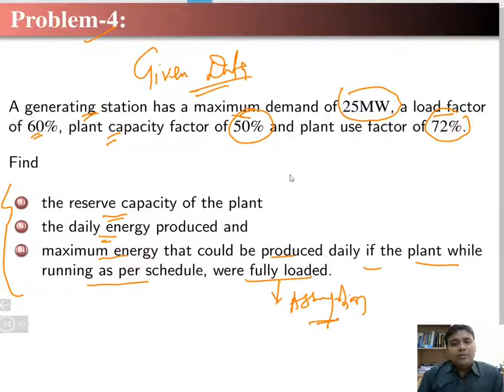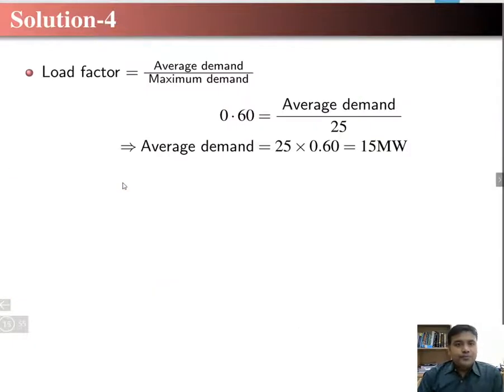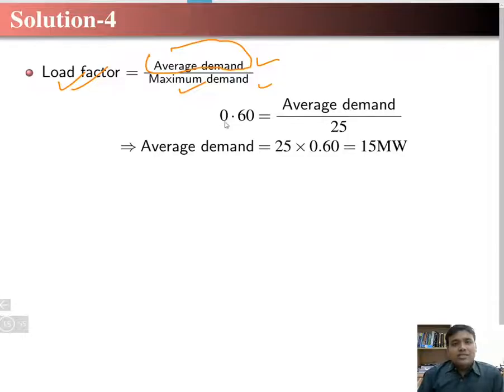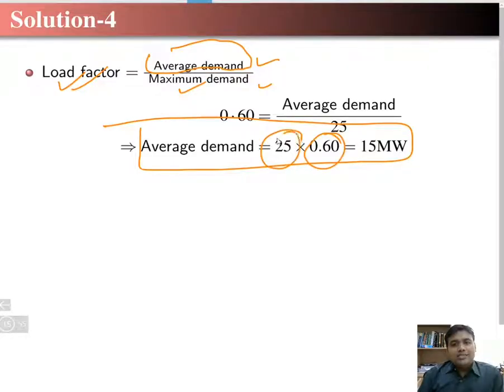So what is the reserve capacity of the plant? What is the daily energy produced and what is the maximum? Reserve capacity means after giving power, how much power or energy the plant is conserving. The load factor that you know is average demand by maximum demand. Average demand is not given in the problem, but maximum demand and load factor are given. So you can easily calculate the average demand as the load factor multiplied by the maximum demand. So you are getting 15 megawatt.